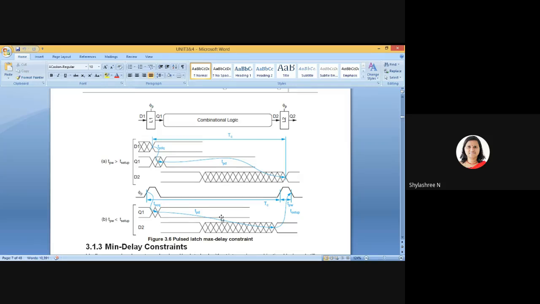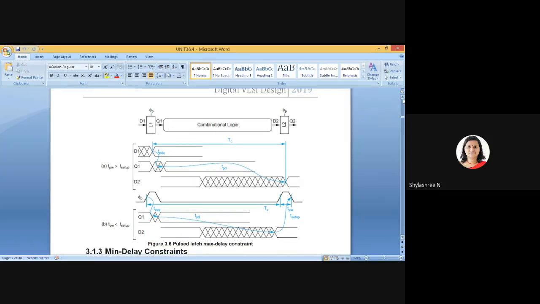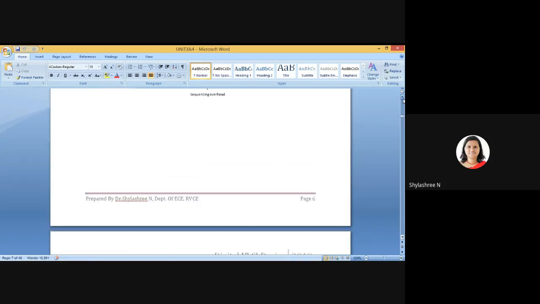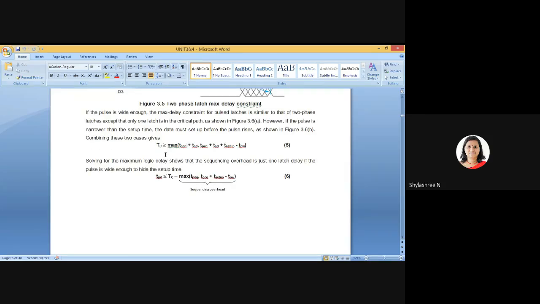Now, what is the equation for the two cases? The first case is very simple. It is similar to your two-phase transparent based latch method, only one latch will be present. Look at this equation here. Your clock cycle TC should be greater than or equal to TPDQ plus TPD. This is with respect to the first case where your pulse is wide enough.